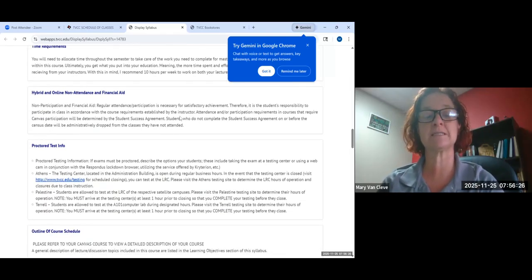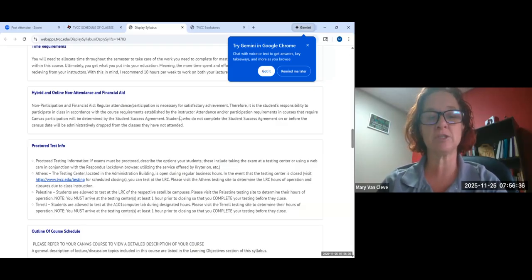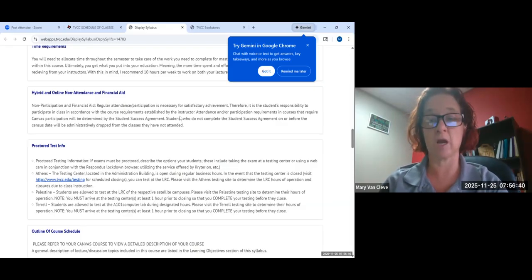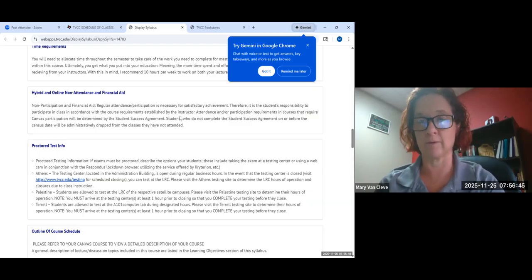Online financial attendance. Please do make sure that you are consistently checking into your course and participating, because it does log the time that you are there. For non-participation and not completing the student success agreement on or before the census date, you will have to be dropped from the class.